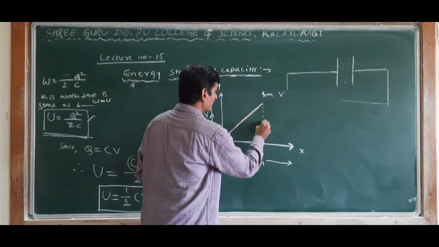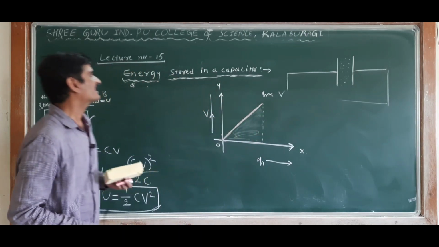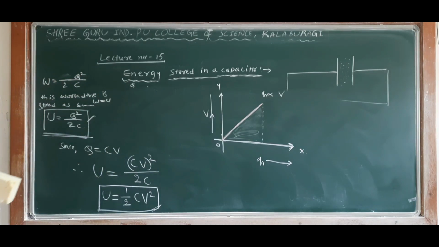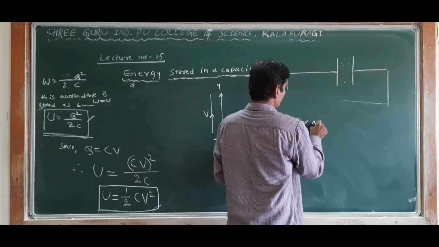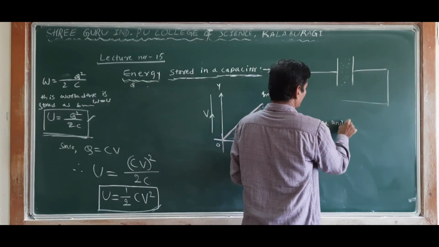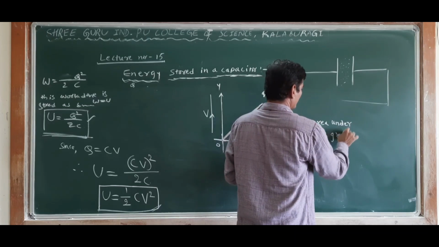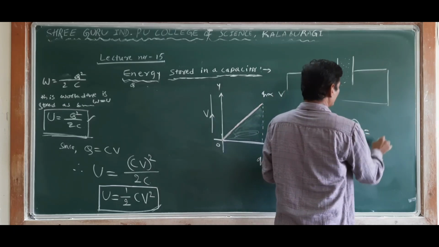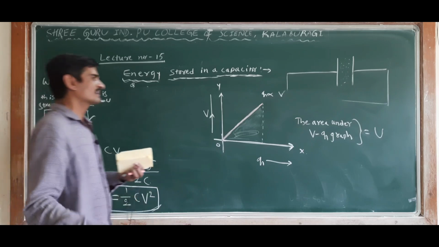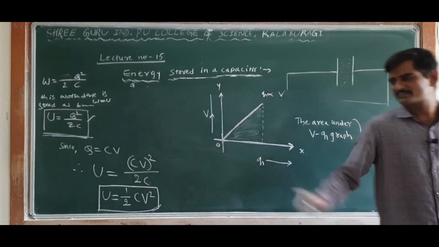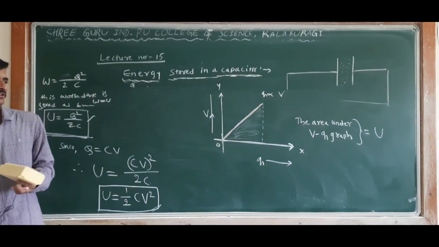The area under this graph will give the energy stored in a capacitor. Remember that the area under the VQ graph gives the energy stored in a capacitor. These are all just for your understanding. Understood?